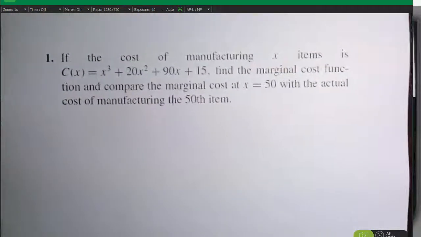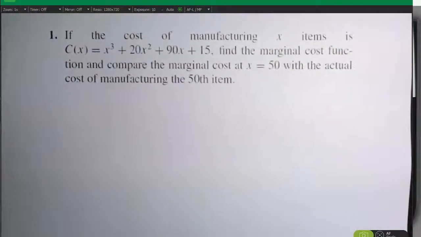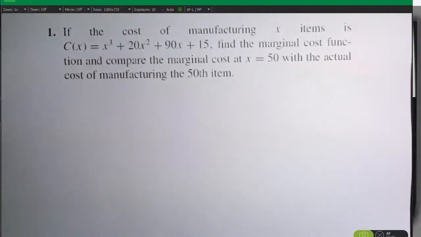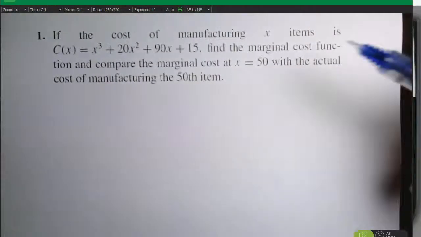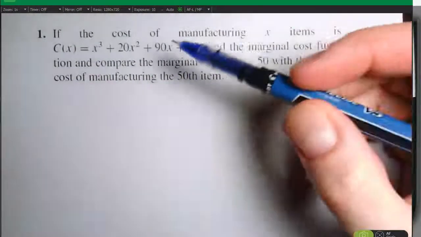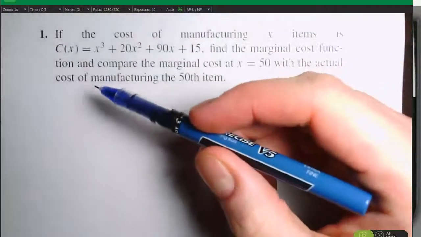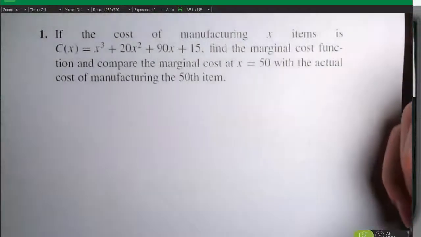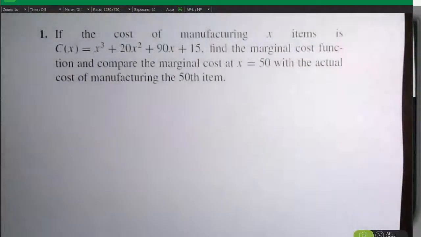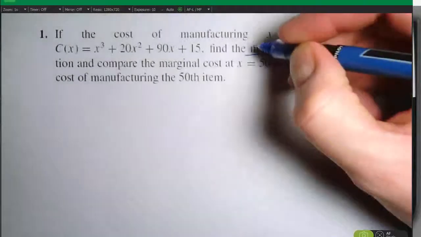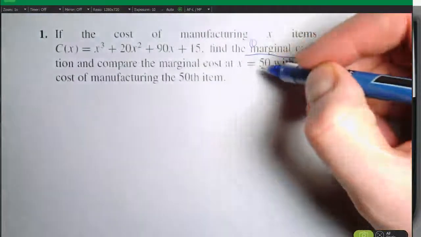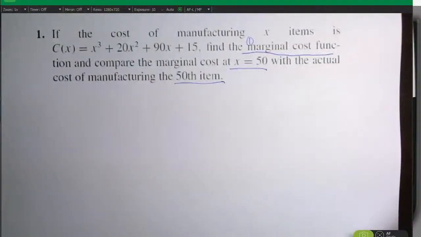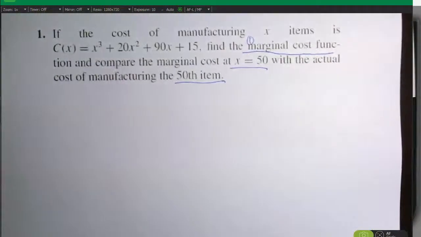So here's number one. It's from the textbook. There's another good example in the actual book about doing this marginal cost, but I figured I'd do an extra one so you had two to look at. The first thing we have is our cost function. The cost of manufacturing x items is x cubed plus 20x squared plus 90x plus 15. We want to find the marginal cost function. Then find the marginal cost at the 50th item, and actually find the real cost of the 50th item and compare them. The marginal cost function is quite simple.